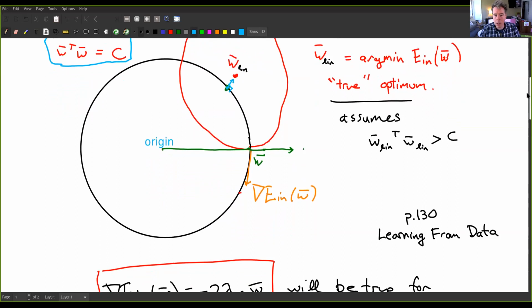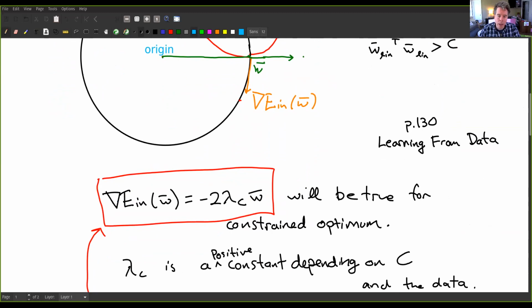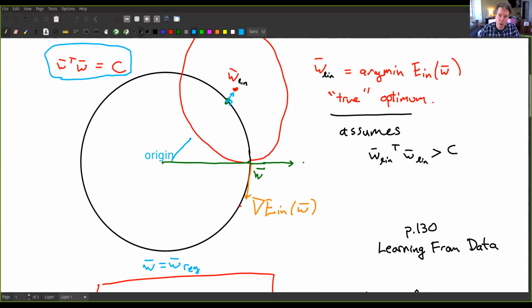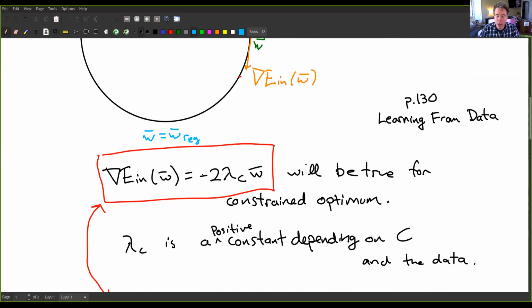So there's this equation right here. It says that the gradient, and this equation will be true for W equals W reg, which is the best hypothesis that's inside the circle. It's going to be true that the gradient at that point is, and this is a fancy way of saying, perpendicular to the direction of the vector. I have to cheat a little bit because my diagram is not perfect. This is the vector W reg itself. And what this equation is saying is that it points in exactly the same direction as the gradient. It's negative because we want it to point downhill, whereas the gradient naturally wants to point uphill. So we need to make it negative.